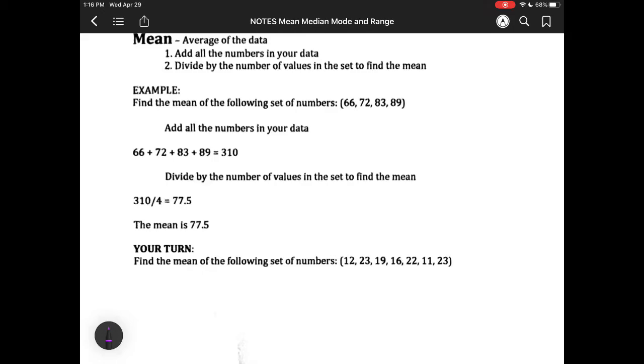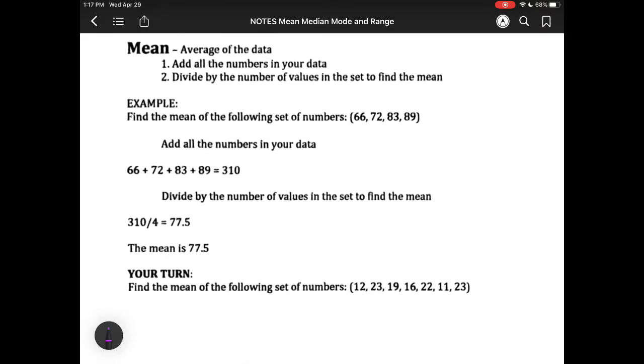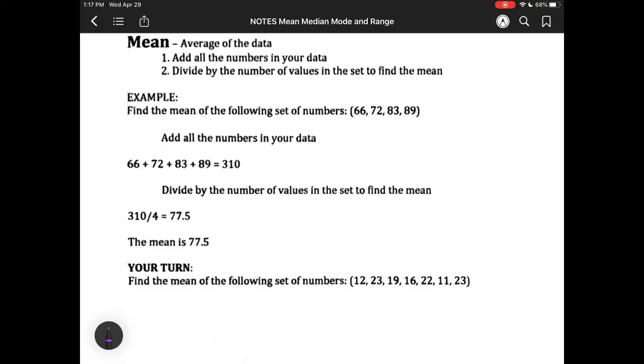Hey guys, so here we are. We're here with some notes. And our first notes, mean. Mean is the average of the data. Step 1, add all the numbers of your data. Step 2, divide by the number of the values in the data set, to find the mean. Now, fortunately for us, in our example, it says find the mean of the following set of numbers: 66, 72, 83, 89. If you notice, all of these numbers are already in order from least to greatest, so we don't need to do anything about it, okay?